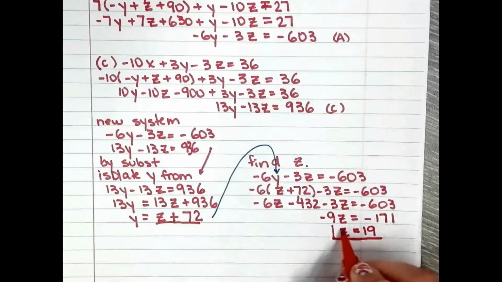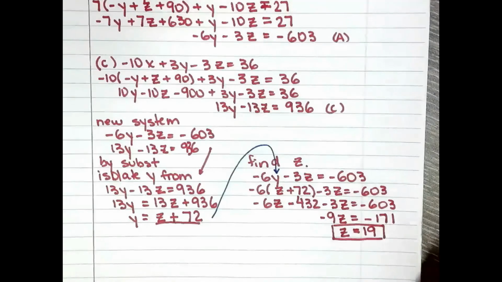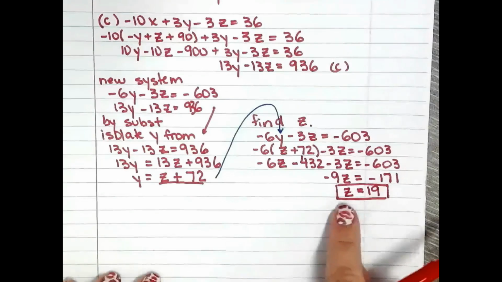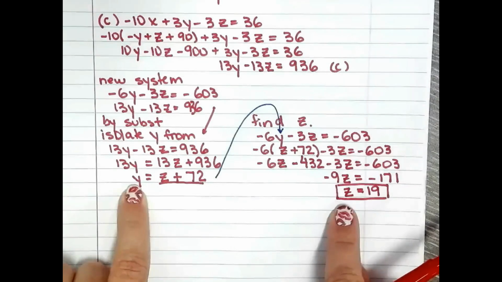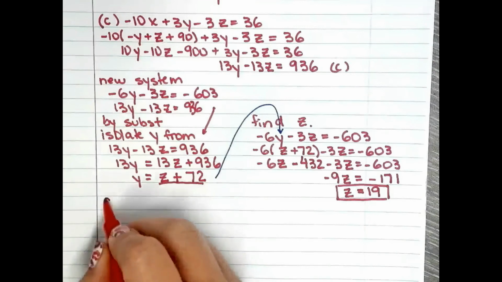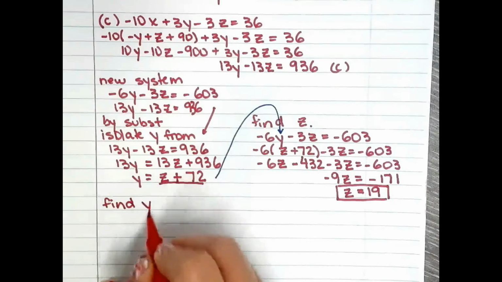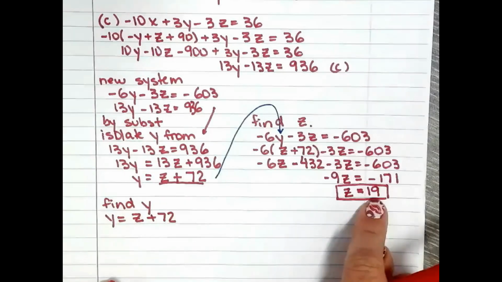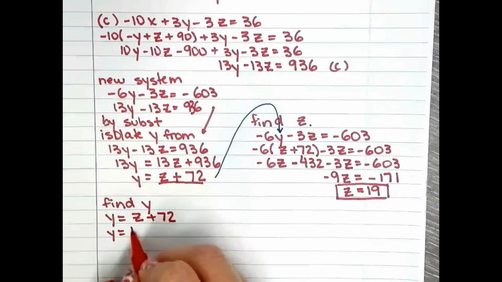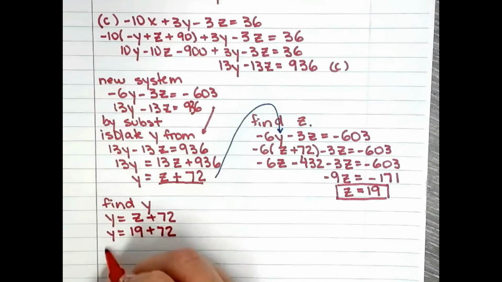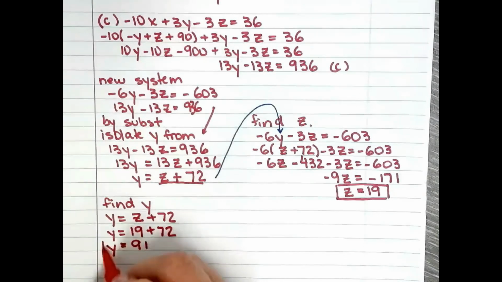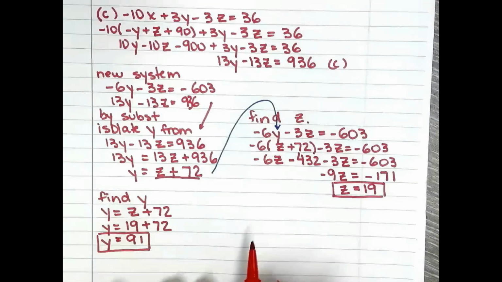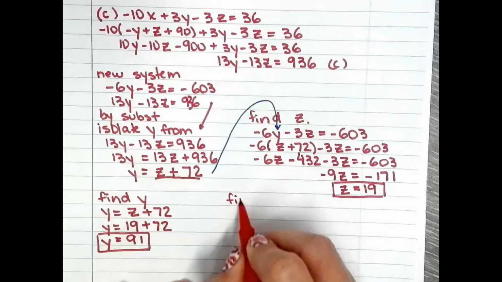We're getting somewhere. Don't give up, guys. You got this. We're almost done. So now that we have z, I can just easily come back and find y. I know y is z plus 72. I know z is 19. Therefore, I know y is 91. Don't give up. Last one. I need to find x.